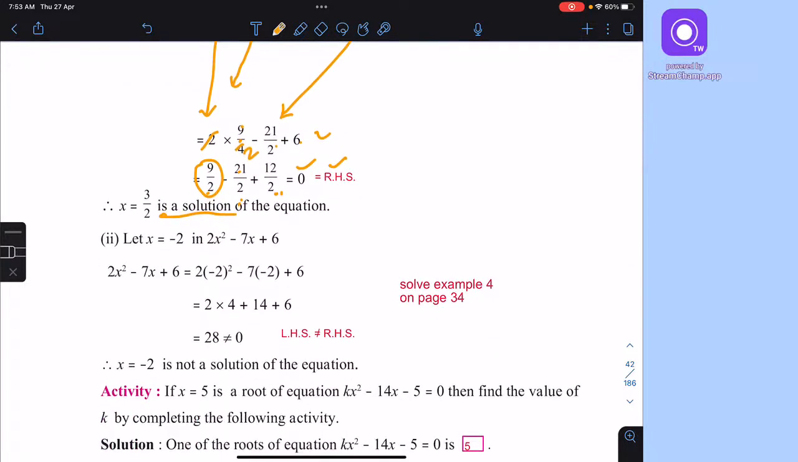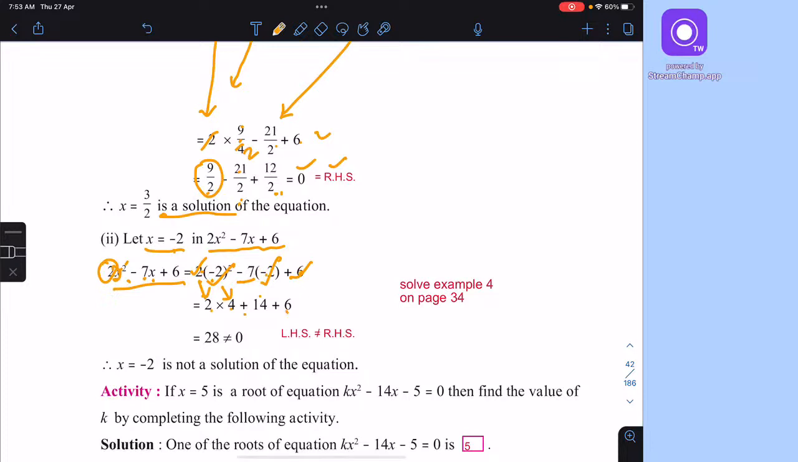Now you have to check whether x is equal to minus 2 is a solution. So in 2x square minus 7x plus 6, if you put x is equal to minus 2, 2 is written as 2. And then x is replaced as minus 2. X square means minus 2 square. Minus 7 into x. Minus 7 into x is minus 2. And plus 6. So this is 2 written as it is, and minus 2 square is 4. Minus is plus. 7 2s are 14 plus 6.